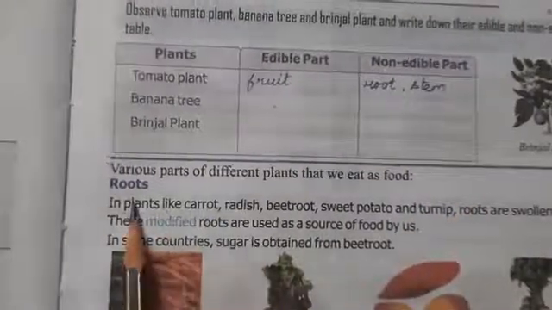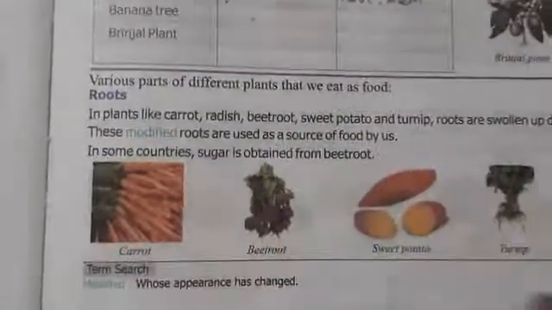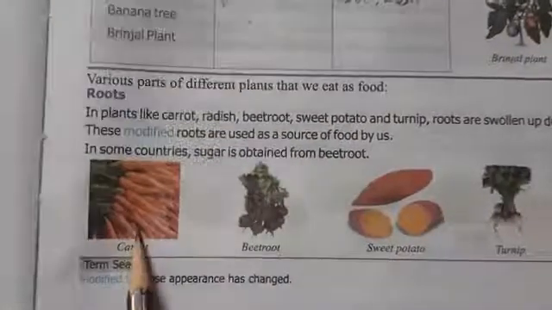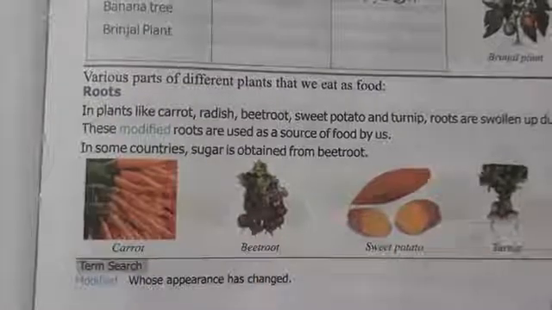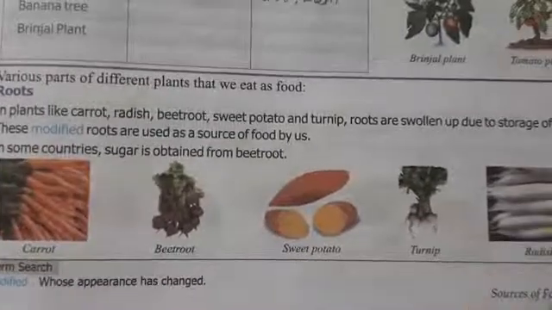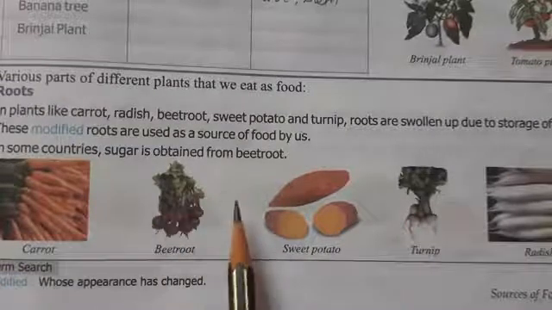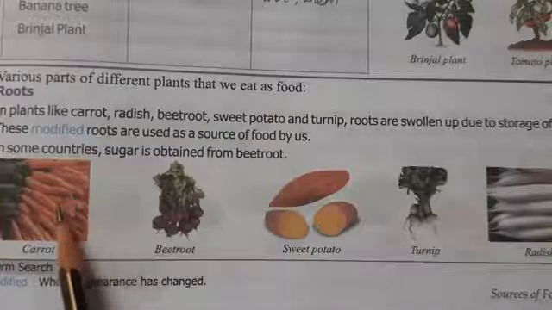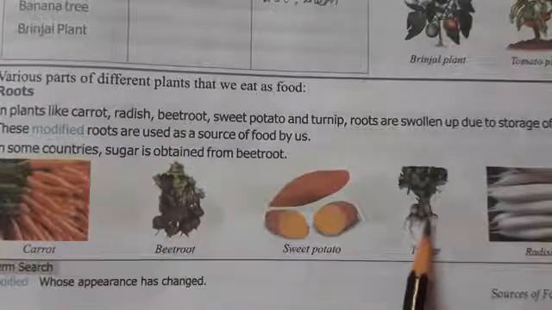Clear? Now we will see the different parts of the plant that we eat as food. First is the roots. This you have already studied, children. Which are the roots that we eat? You all know carrot, beetroot, sweet potato, turnip, radish. These are all the roots that we eat. These are all modified roots. That means in all of these, the carrot, the beetroot, sweet potato, turnip, the roots become swollen.